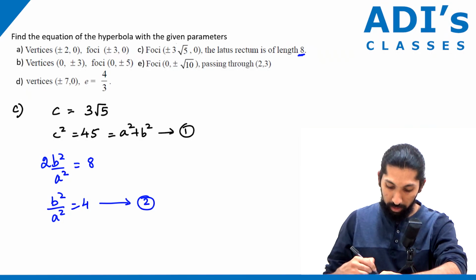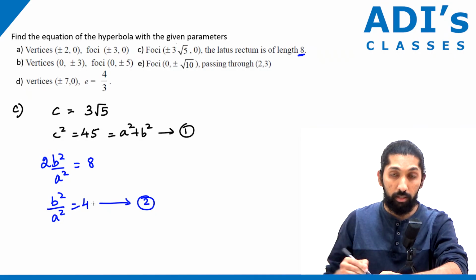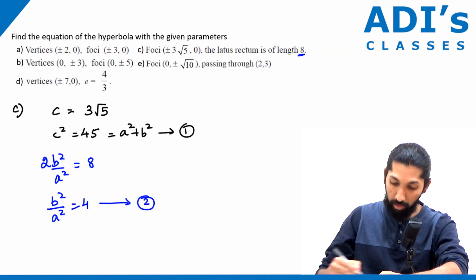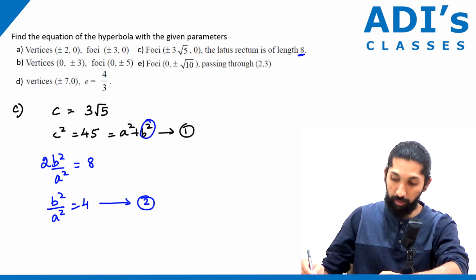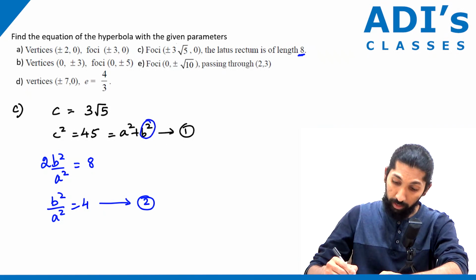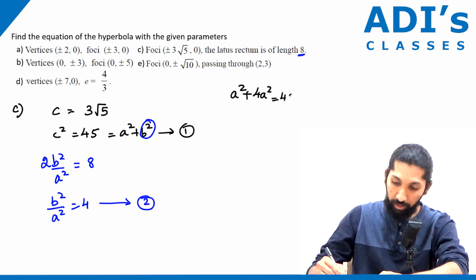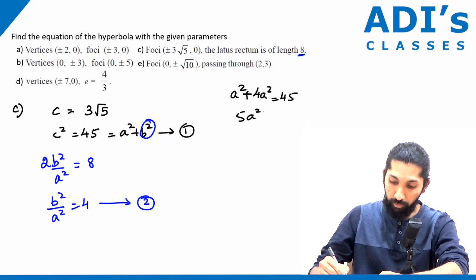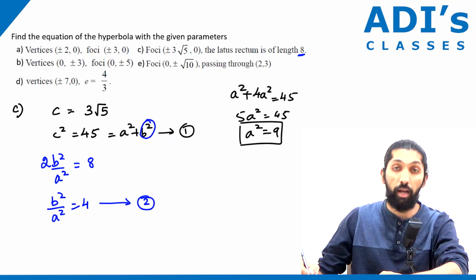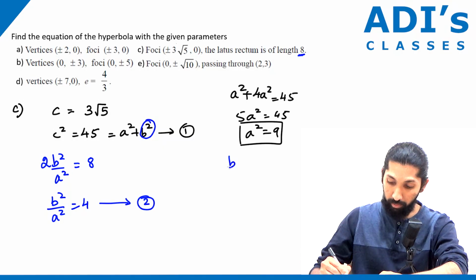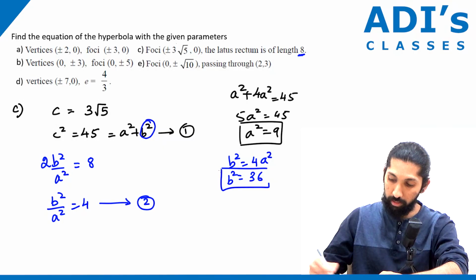So you can write b square as 4a square, in the sense in place of this b square we can write 4a square. So you will get a square plus 4a square is equal to 45. So 5a square is 45. So a square is equal to 9. We got a square value. And what is the value of b square? b square is equal to 4 times a square. 4 into 9 is 36. So b square is 36.